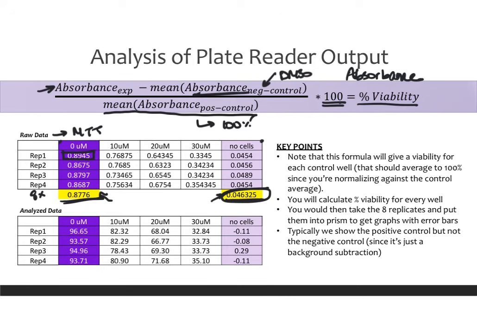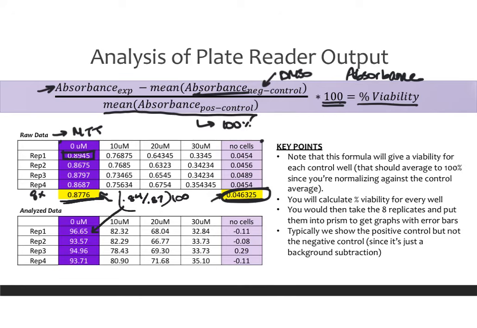So it's going to be 0.89 minus 0.04. And that's going to give us something like 0.85. So that's this top part. And then we're going to divide by the mean of the positive control, which is 0.87. So we're basically doing 0.84 over 0.87. And that gives us 96.65 once we multiply by 100. So this is about 96% viable.